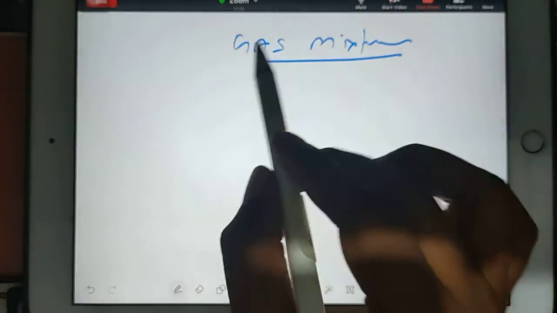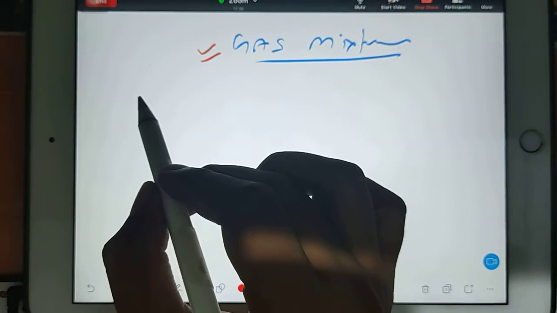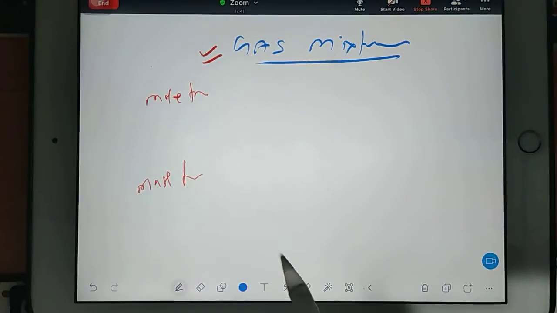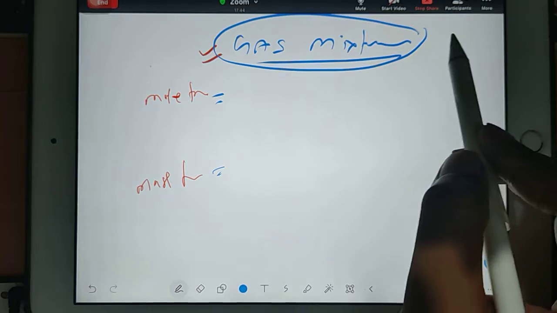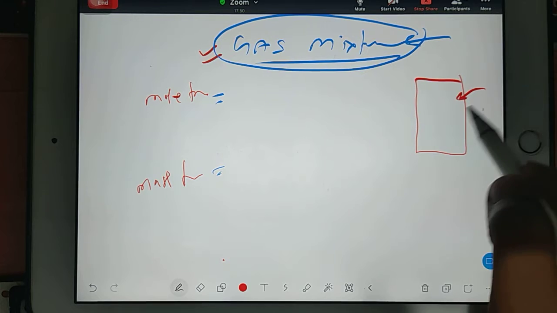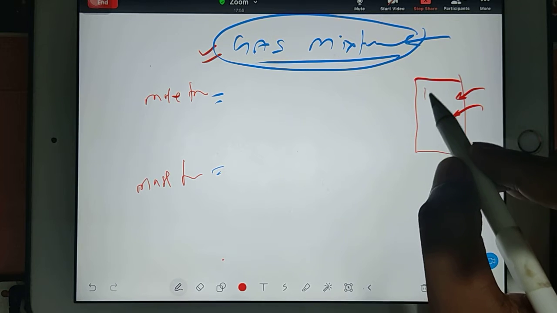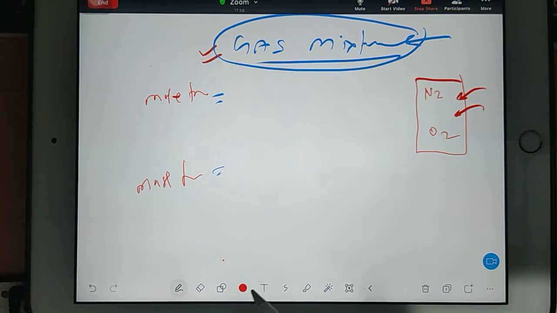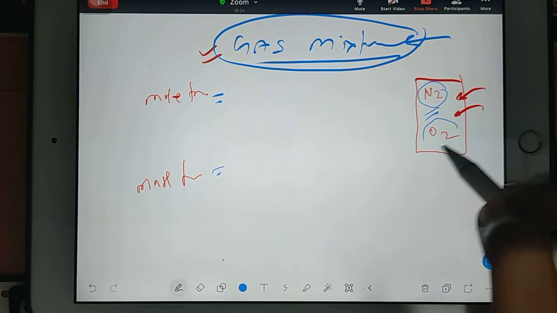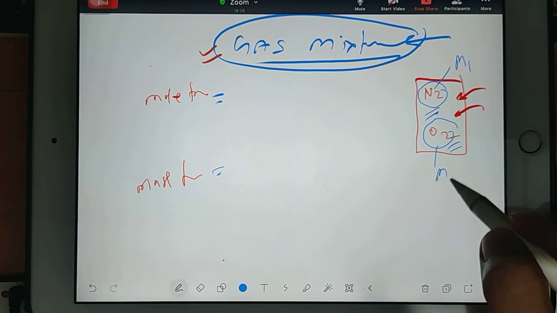So in gas mixture, first of all you should understand mole fraction and mass fraction. What is called mole fraction, what is called mass fraction. Because the topic name itself is a mixture, gas mixture, so it means what? Imagine in any given system you are using a mixture of two gases. For example, you are using N2 plus O2. So you should know by mass how much N2 you have taken and by mass how much O2 you have taken. Suppose you have taken M1 mass for N2 and M2 mass for O2.